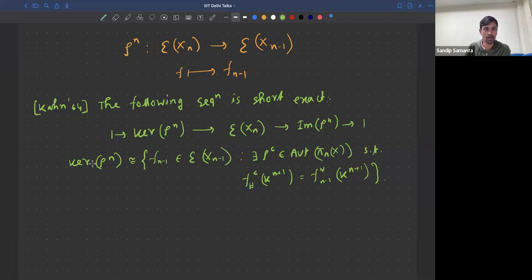So the kernel of ρn is again obtained from some subgroup of E(Xn−1); it can be an element of E(Xn−1). Similarly, the image of ρn is also identifiable with a subgroup of E(Xn−1). That's the main point of this theorem: if this sequence splits, then E(Xn) is obtained from the homotopy equivalences of a lower-dimensional space itself.